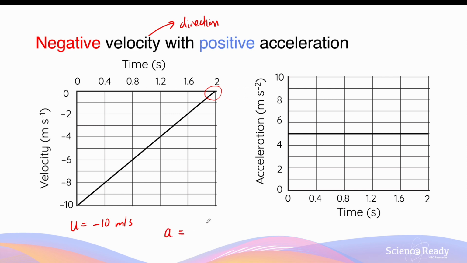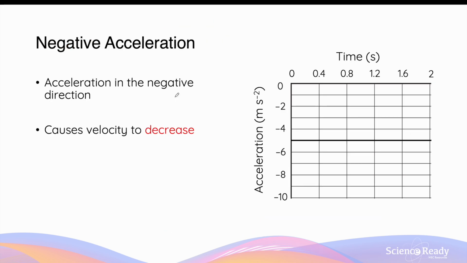So acceleration is equal to v minus u divided by the change in time. The final velocity is 0 meters per second minus the initial velocity, which is minus 10 meters per second, divided by 2 seconds, and this will give us 5 meters per second squared. And this is shown by the same horizontal line in my acceleration versus time graph. It is possible for an object to have a negative acceleration as well.